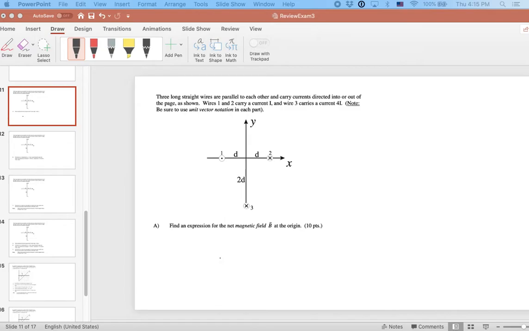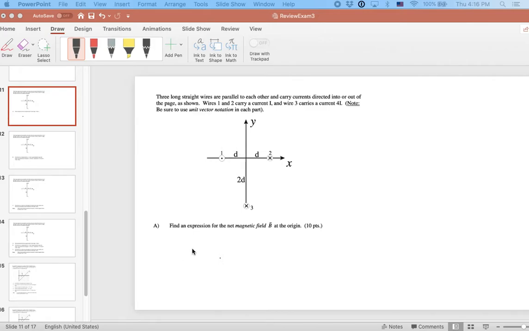Okay, in this problem we have 3 wires. You can see 1 is a wire with the current coming out of the page, 2 is a wire with current going into the page, and 3 is a wire with current going into the page. So what we know about a current carrying wire, so this wire goes in and out of the page, is that the B field circles it.